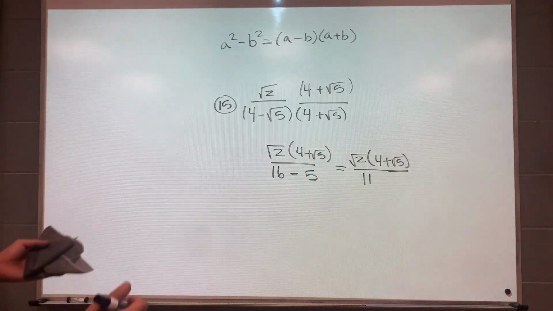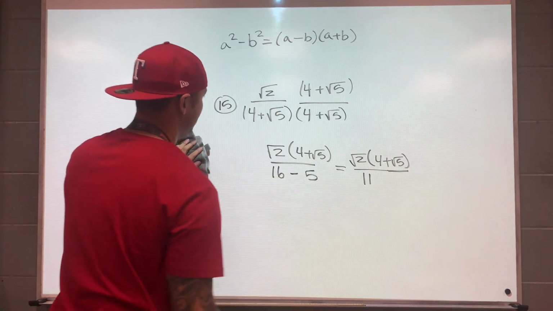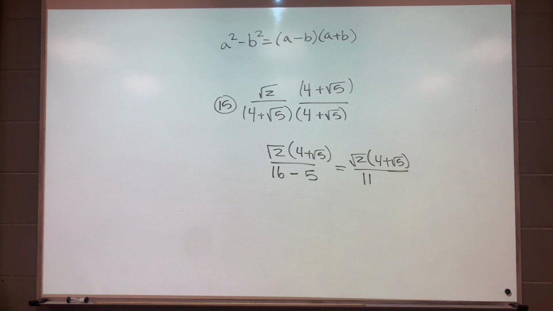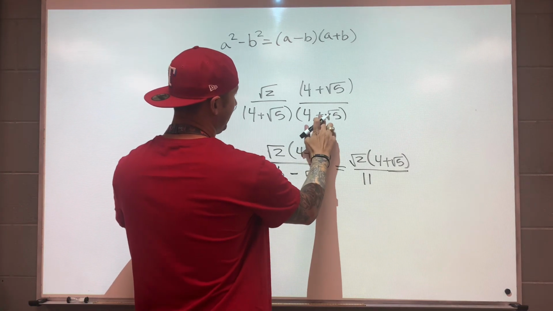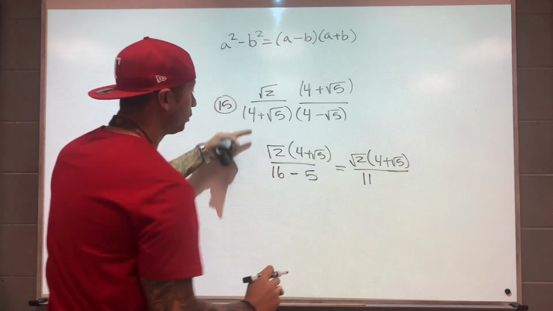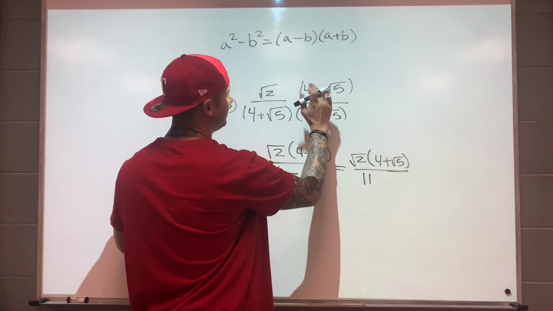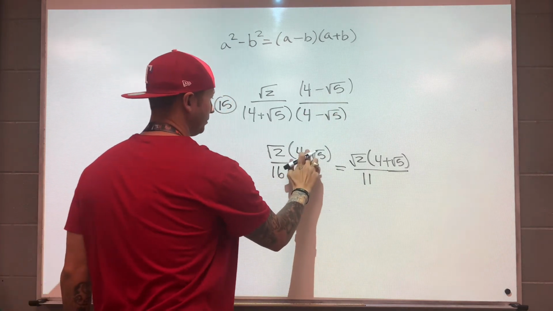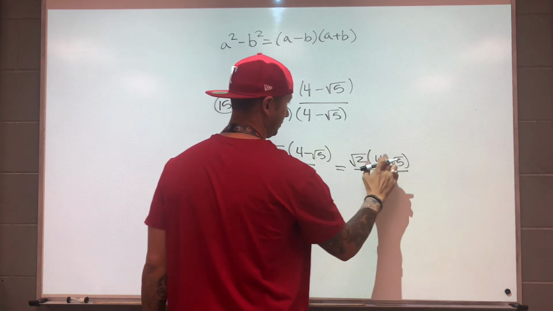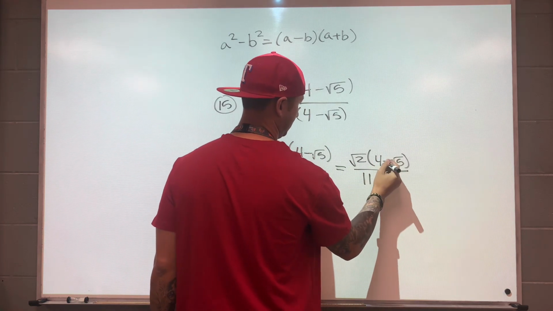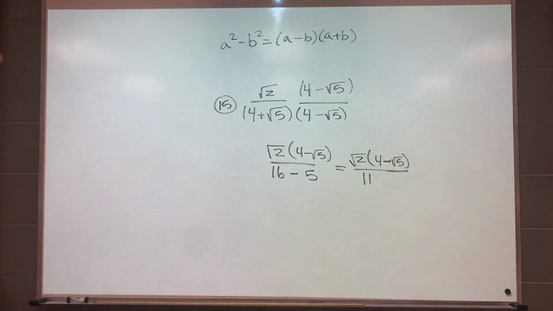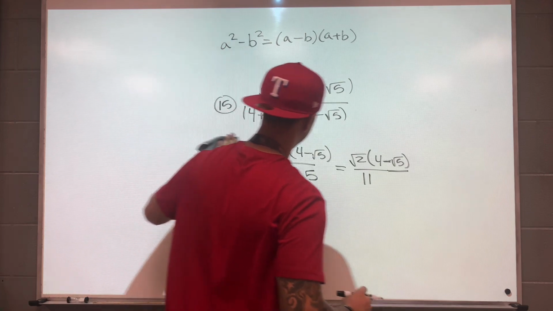Oh, interesting. I made a mistake. This should have been plus, which means this would have been negative. Which does what to the denominator? Nothing. What does it do to the numerator? Absolutely nothing. So we're just off by a minus sign. Funny. Okay.